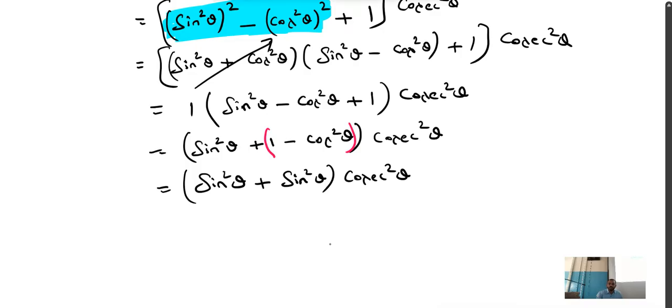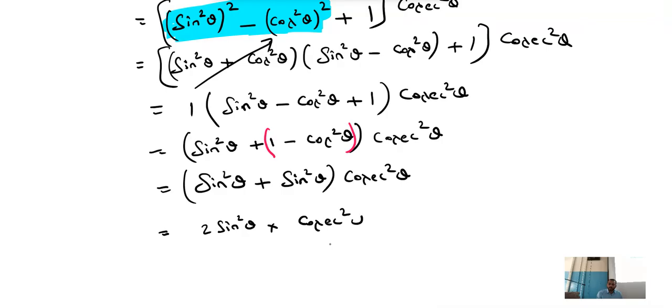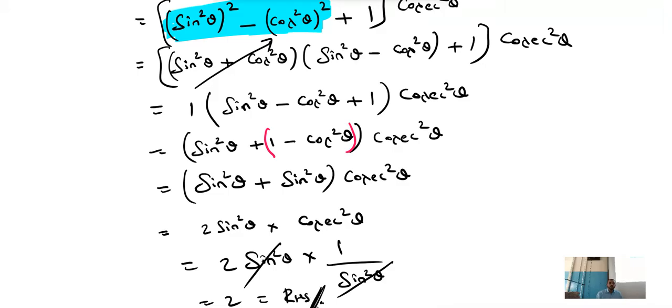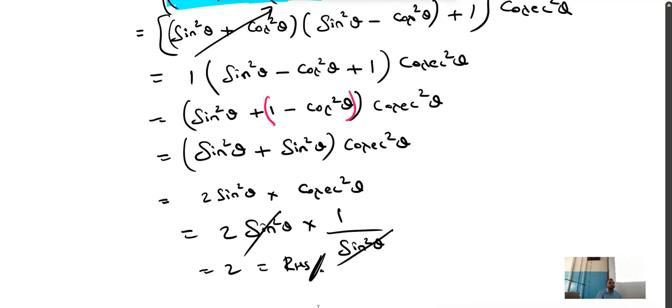Very good. It equals sin square theta plus sin square theta, 2 sin square theta into cosecant square theta. That is, 2 sin square theta into cosecant square theta, where cosecant square can be written as 1 by sin square theta. Sin square gets cancelled. Answer is 2. That is our RHS. Therefore, LHS is equal to RHS. Hence proved. Okay?